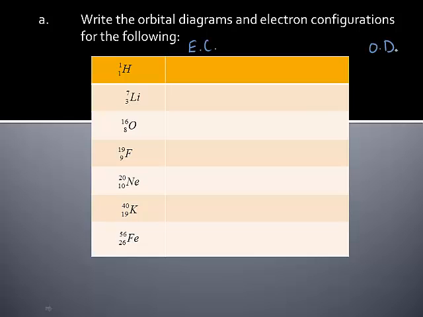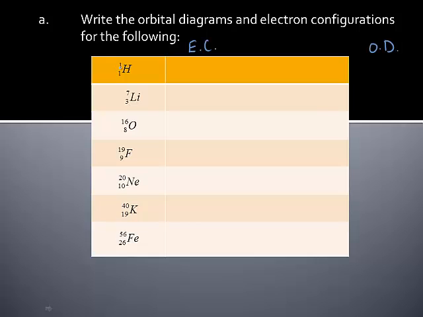I think you'll find that after you've seen a couple of examples, we won't have to draw all the orbital diagrams for all of them. I think the point will be made, but we'll do them for the first few. So let's draw the orbital diagrams first. And in order to do that, you always have to know the number of electrons.